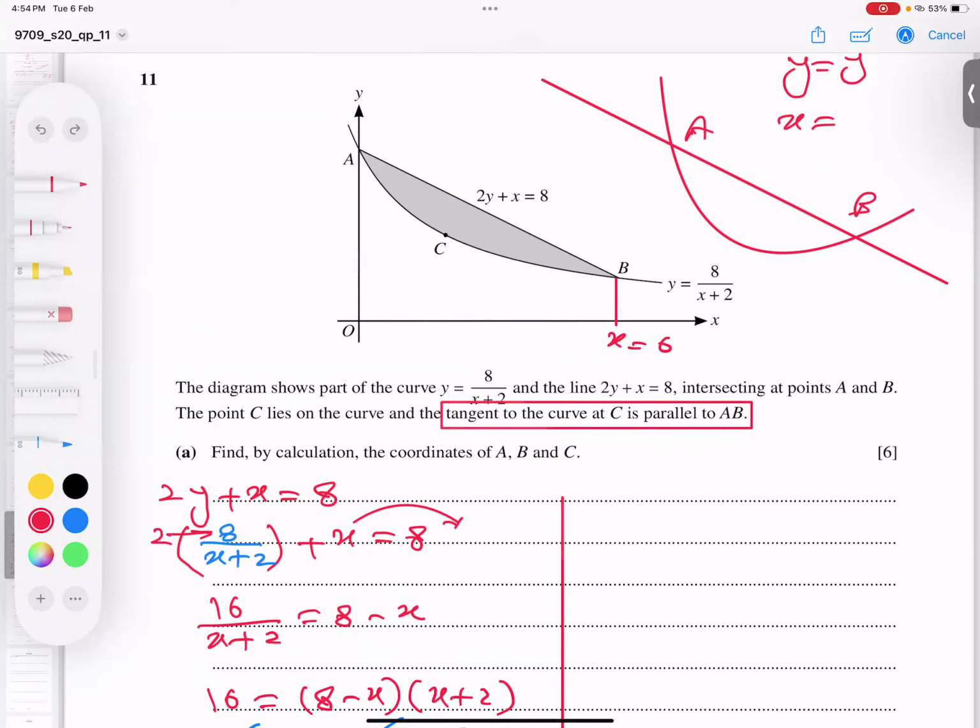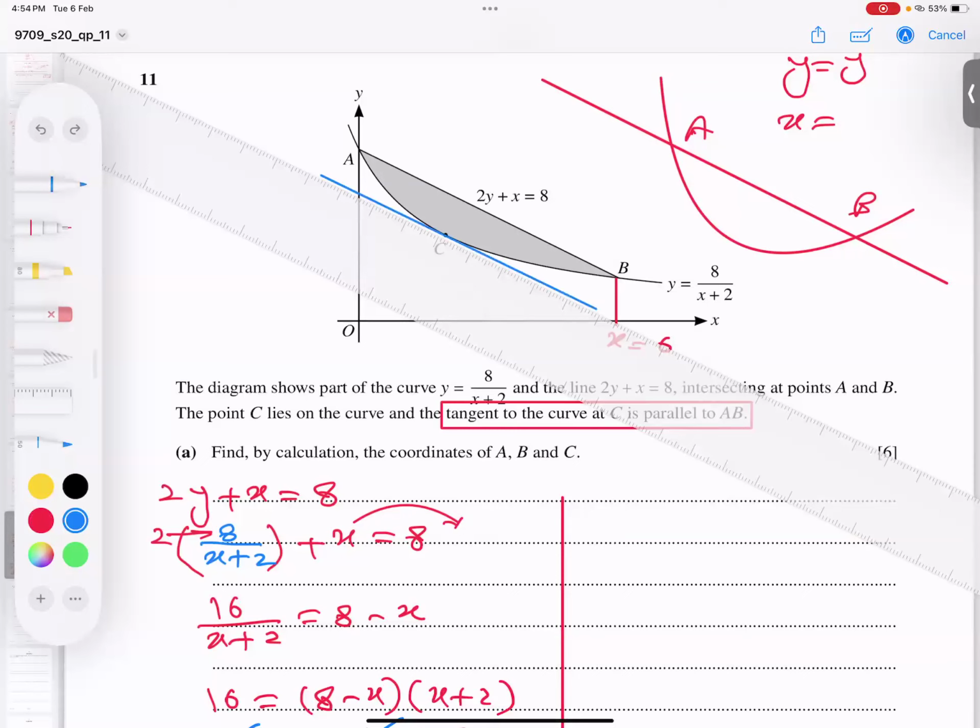So let me draw a tangent. What is the tangent definition? A line which touches and goes is called a tangent. So look, student, I'm going to draw a blue kind of line. Okay. So this blue line, I put a double arrow with it. What does this mean?